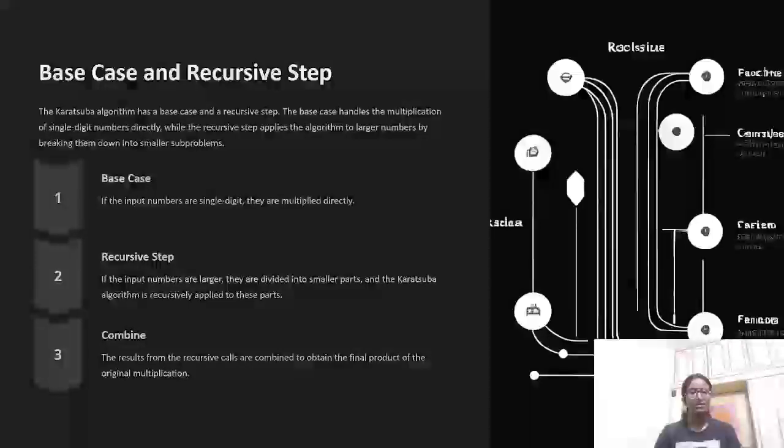Base case. If the input numbers are single digit, they are multiplied directly. Recursive step. If the input numbers are larger, they are divided into smaller parts and the Karatsuba algorithm is recursively applied to these parts. Combine. The results from the recursive calls are combined to obtain the final product of the original multiplication.